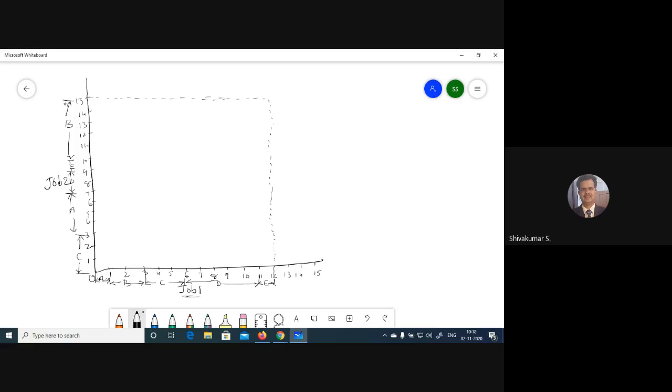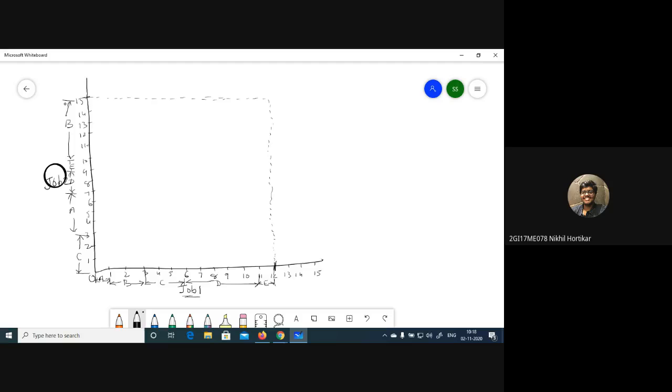Make a box like this. That is 15 from here, and from here to here you have a maximum of only 12. So just make a box of this one. Job 2 takes 15, whereas job 1 takes 12 only. You mark according to the given sequence. So C, A, D, E, B is the sequence for job 2, and A, B, C, D, E is the sequence for job 1. Have marked this one first.